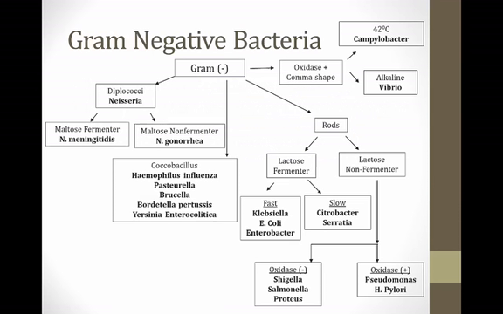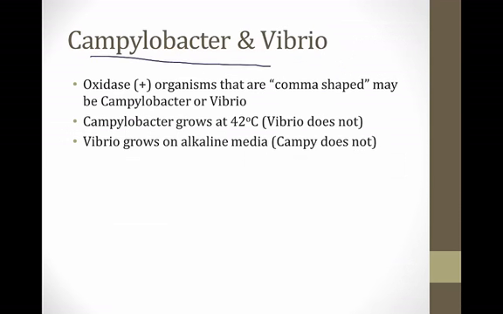So back to our gram-negative algorithm, there are two groups of oxidase-positive bacteria you should know about. So the lactose non-fermenting rods that are oxidase-positive are Pseudomonas and H. pylori. But we also have this group up here that's oxidase-positive and comma-shaped, and we're going to talk about those right now. So Campylobacter and Vibrio are oxidase-positive organisms that are comma-shaped.